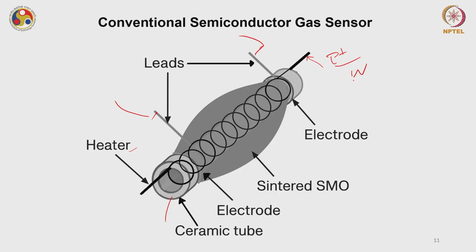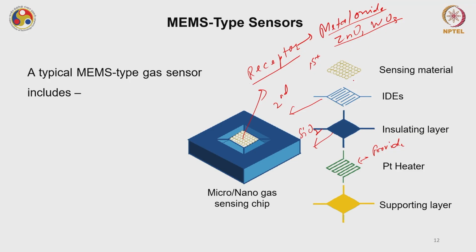I have already described that these sensors work at elevated temperature, particularly to facilitate adsorption and desorption at the surface. Similarly, this kind of device also works at elevated temperature, where this platinum heater provides the sufficient temperature. So you do not have to heat this chip externally, right? This platinum heater, which is just patterned beneath the insulating layer, can provide sufficient heat for the sensing layer.